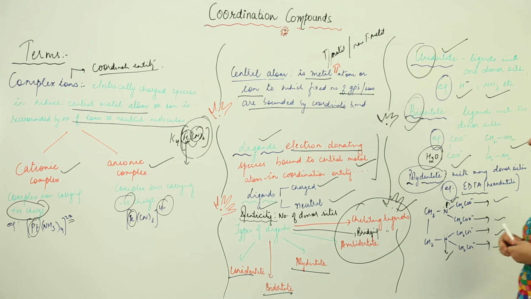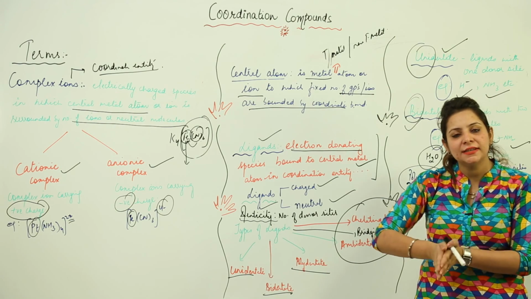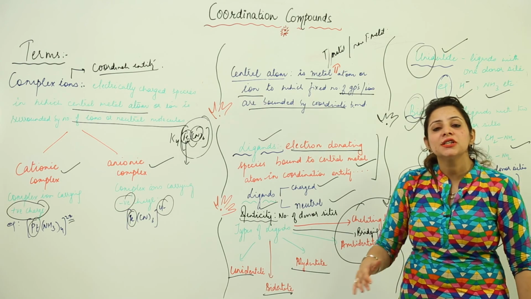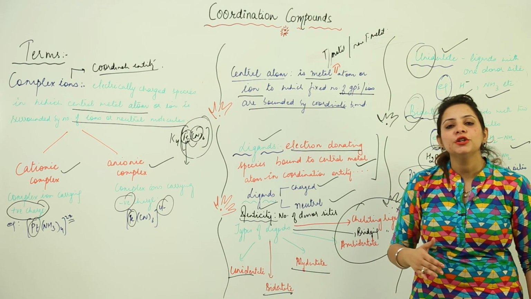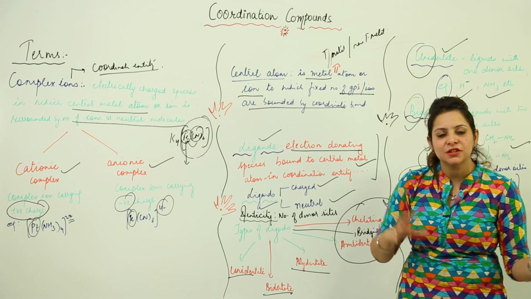So likewise, depending upon the denticity, we divide them into unidentate, bidentate, tridentate or tetra, penta, all clubbed into a polydentate type. So this is denticity. Now we are going to classify the ligands depending upon the symmetrical and the unsymmetrical ligands. So just look at the board.